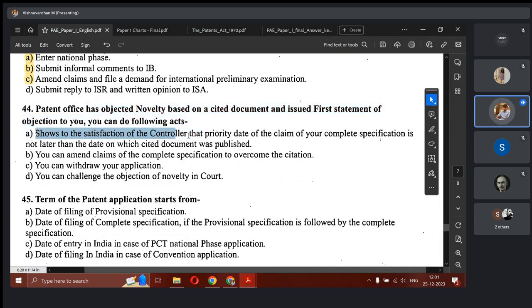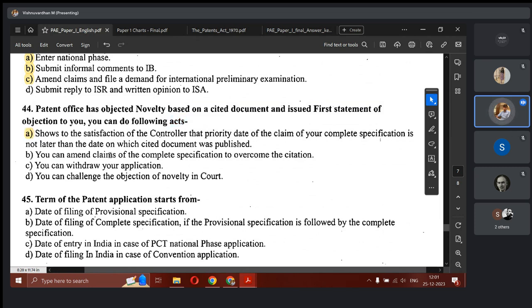If you can show to the satisfaction of the controller that the priority date of the claim of your specification is not later than the date on which the cited document was published. This is allowed. Okay. If you have filed it on the same date, that means you have not been anticipated. I think this is section 33. Okay. So this is allowed. A is for sure true. Once again, A is true.